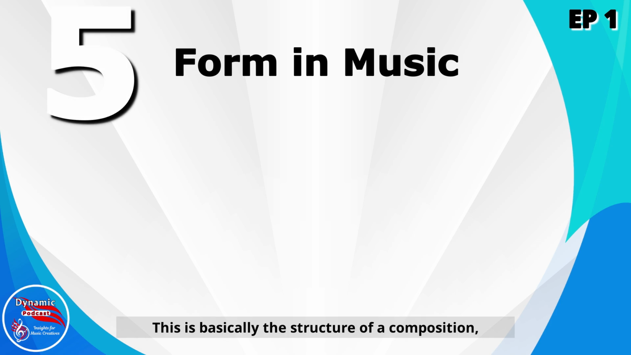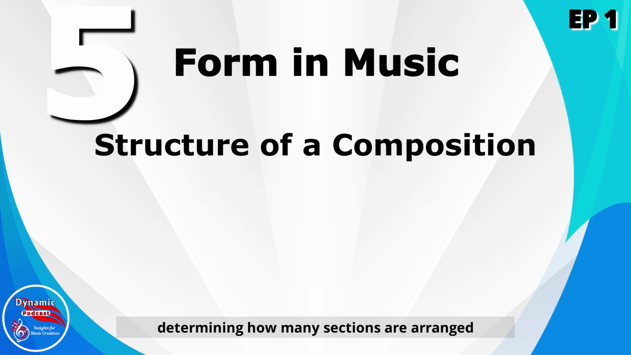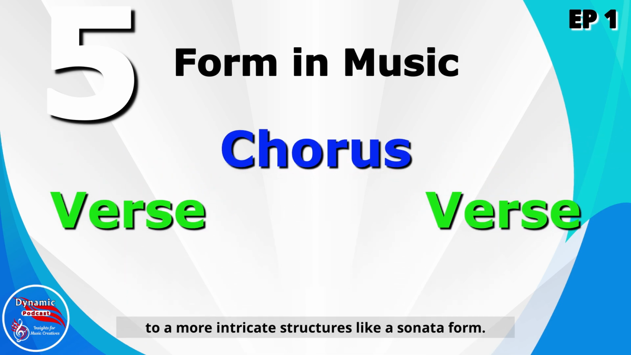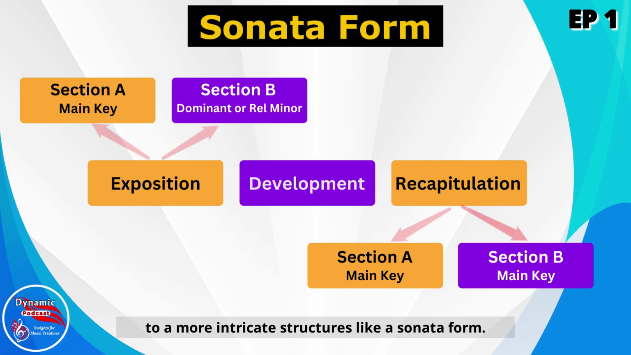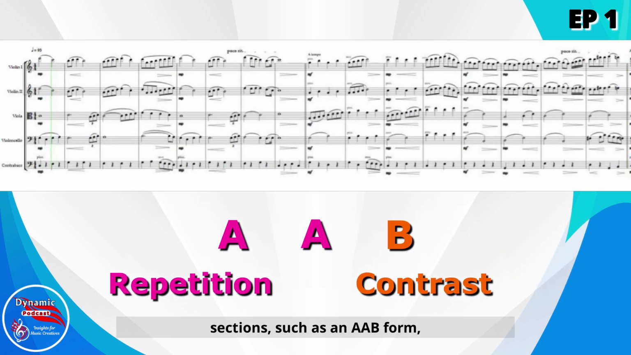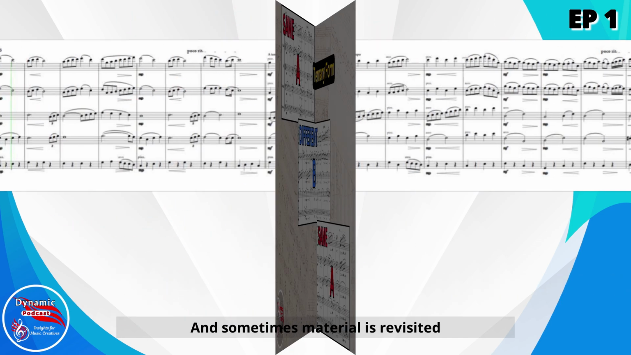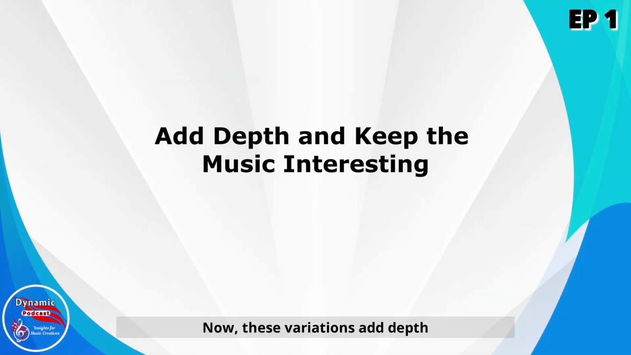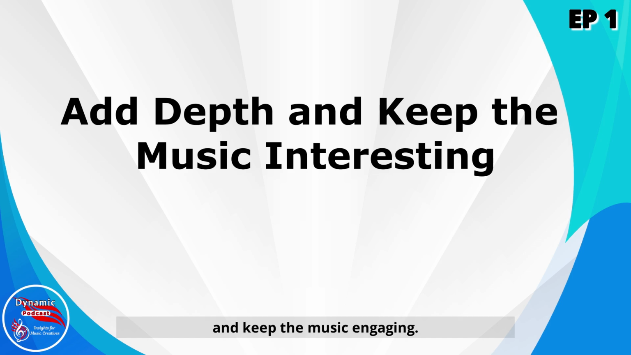What is form? This is basically the structure of a composition, determining how many sections are arranged from a straightforward verse-chorus format to a more intricate structures like a sonata form. Combinations can include repeating to contrast sections, such as an AAB form, or a contrasting sections like AB or a binary form, and sometimes material is revisited later on in a piece of music, as seen in the ABA ternary form. Now, these variations add depth and keep the music engaging.